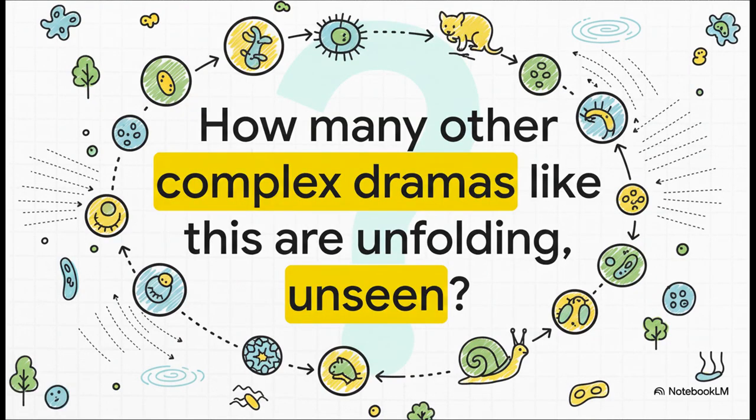When you think about it, the liver fluke's entire survival is this high-stakes drama. It depends on this perfect storm of conditions, the right hosts, the right environment, the right timing. It's an amazing reminder of all the hidden complexity that's constantly going on in the world around us. And it leaves me with one final question for you. How many other complex dramas just like this one are unfolding, completely unseen, in the world we walk through every single day?